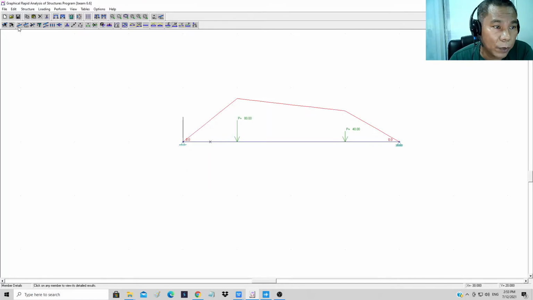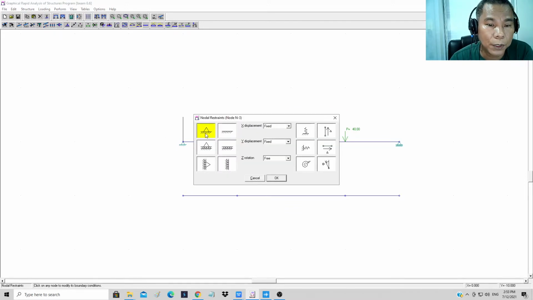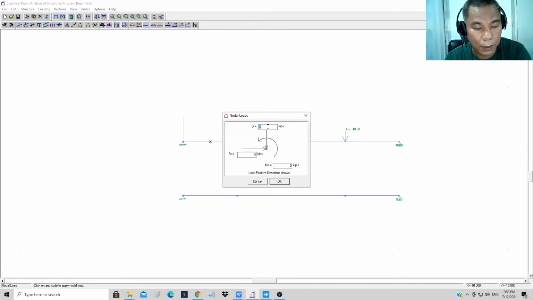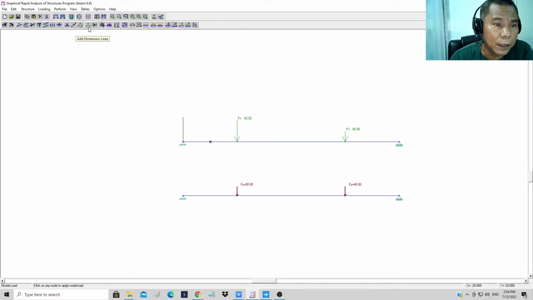But there is an easy way of doing that. You can draw another beam for these particular distances. You can put the same supports, hand and roller support on the other side, and you can add the loading here, which is equal to 80, and here, which is 40. By the way, you can also add dimension lines if you want to make sure that this is 10 feet, this is 20, and then this is 10.